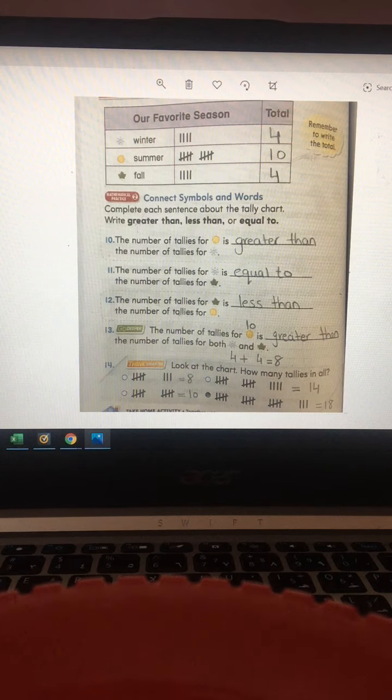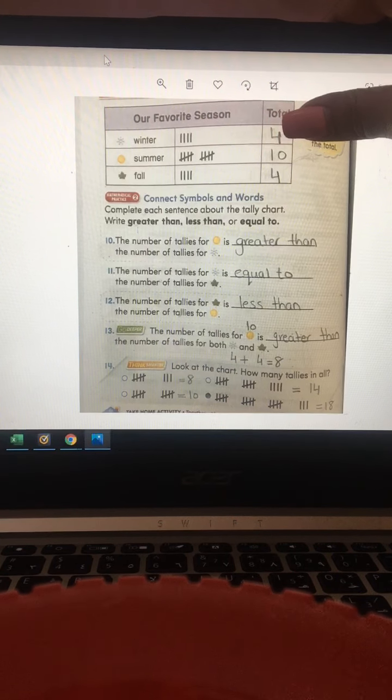Now let's move on to the last question related to this tally chart. Look at the chart. How many tallies in all? In all means that I want to know the total number, okay? We are going to look at the chart and count how many tallies in all, okay?